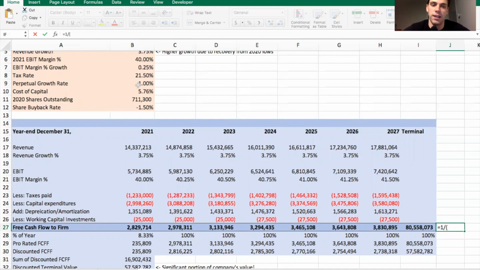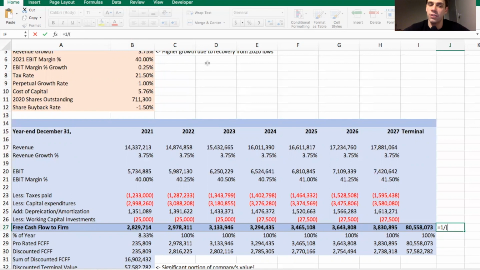And the reason for that is because GDP growth is generally about 2% a year. So if you have, say, a perpetual growth rate of 5%, you're basically saying that the business is going to become worth more than the average size of the economy at some point, which is obviously completely illogical.